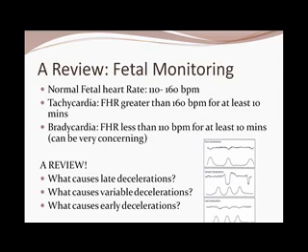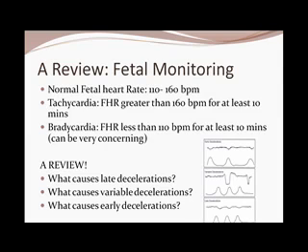What causes a late deceleration is a reminder. Do you remember? At the peak of the contraction, the heart rate starts to bottom out. This is due to uteroplacental insufficiency, and these are ominous. These are worth worrying about.